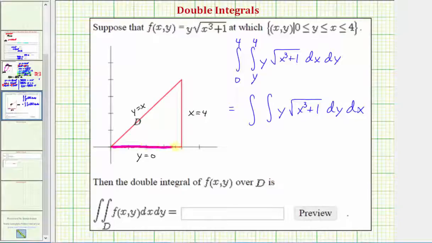So if we integrate with respect to y first, notice how the lower boundary is going to be the line y equals 0, and the upper boundary is going to be this line here, where y equals x. Which means the lower limit of integration is going to be 0. The upper limit of integration is going to be x because y is equal to x. Integrating with respect to x, notice how the leftmost point is here where x equals 0. So we're going to start integrating at x equals 0 and stop integrating here at x equals 4. So with respect to x, we integrate from 0 to 4. Now let's go and evaluate this on the next slide.